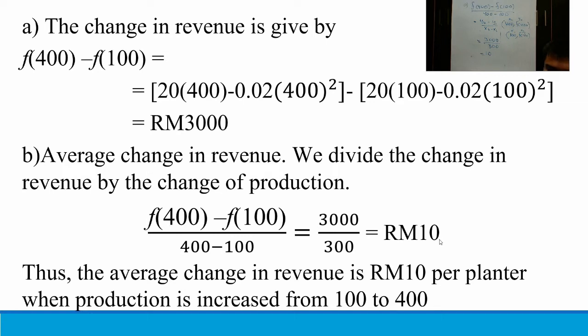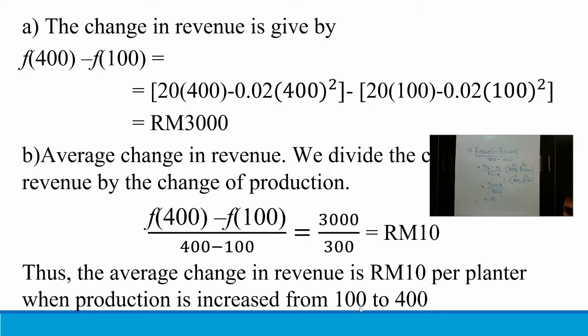What does 10 ringgit mean? The 10 ringgit means the average change in revenue is 10 ringgit per planter for production when it increases from 100 to 400. This means the revenue will increase by an average of 10 ringgit per planter if production changes from 100 to 400.